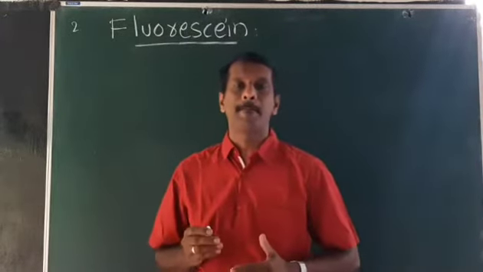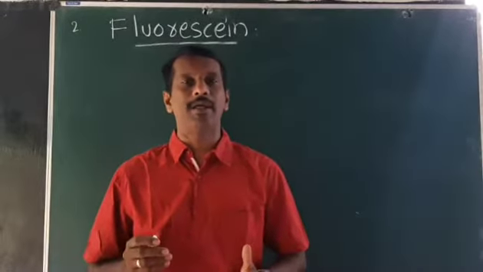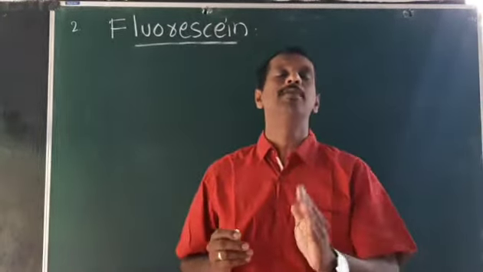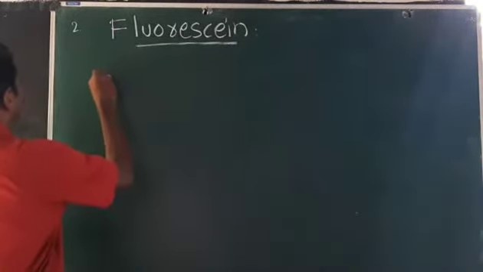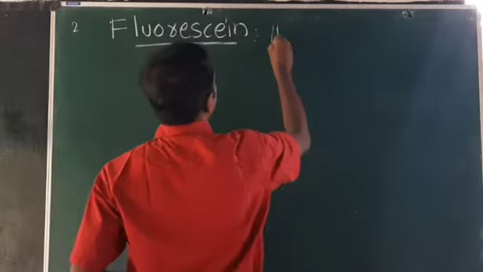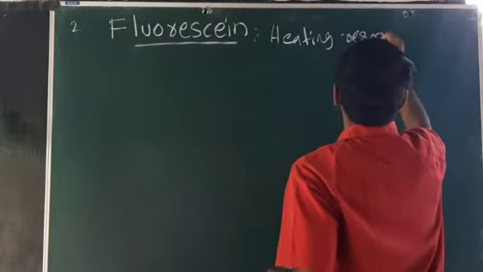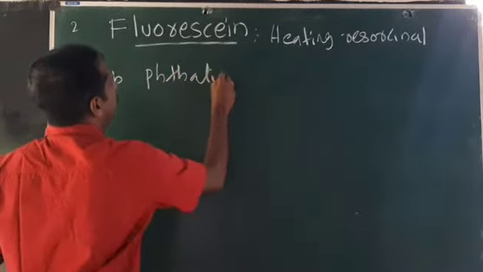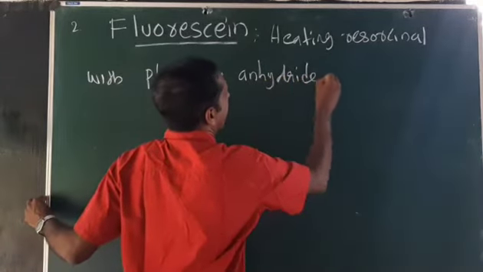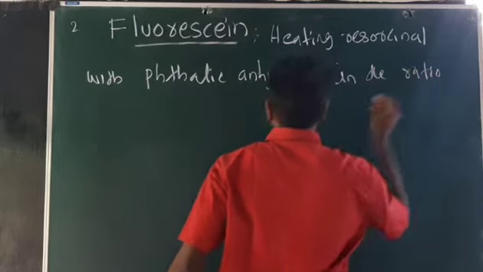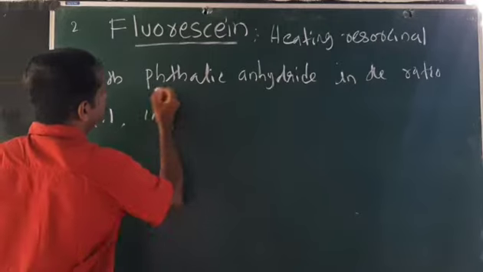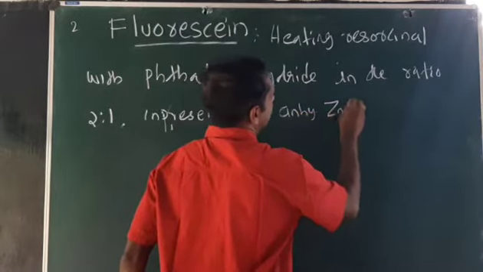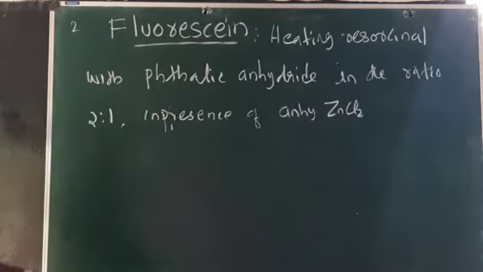Fluorescein is prepared by heating resorcinol with phthalic anhydride in the ratio 2:1, in presence of anhydrous zinc chloride. That means fluorescein is prepared by heating resorcinol with phthalic anhydride in the ratio 2:1 in presence of anhydrous zinc chloride. Okay, so keep it in mind, heating resorcinol with phthalic anhydride.